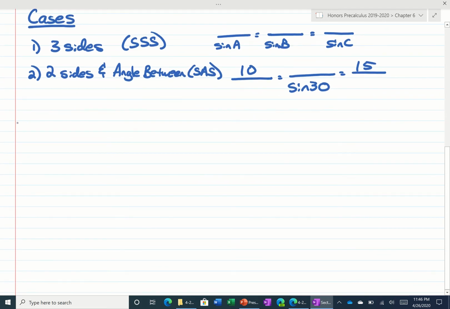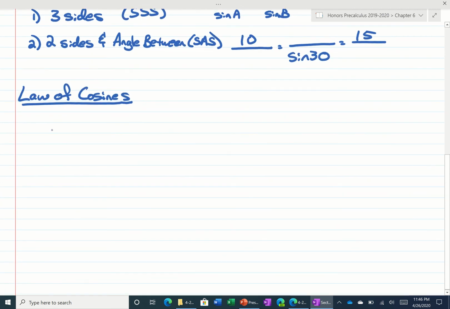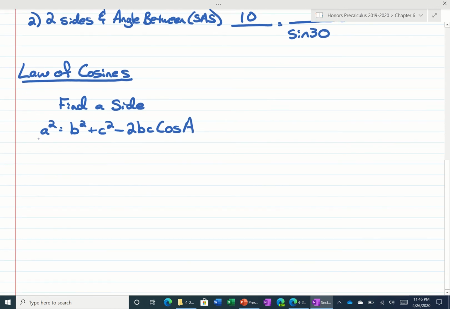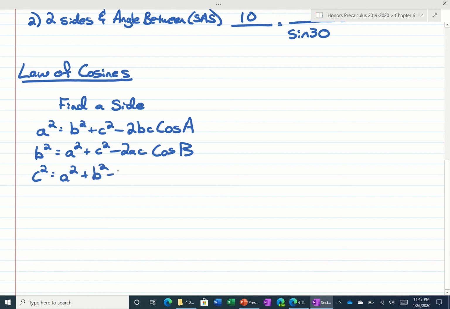So let me show you what the law of cosines actually looks like. Law of cosines says to find a side, a squared would equal b squared plus c squared minus 2bc times the cosine of angle A. Now try to find a pattern here, right? We have a side, we have an angle, and we have the other sides. If we want to get side A, we could figure out the right side and then take the square root to get side A. To get side B, we would need to have angle B, and we'd use the other sides, a squared plus c squared minus 2ac cosine of B, and then c squared would be a squared plus b squared minus 2ab cosine of angle C. That's if we want to find a side.